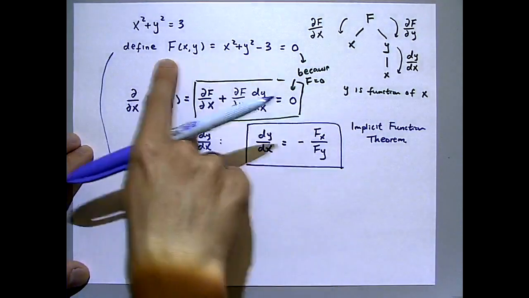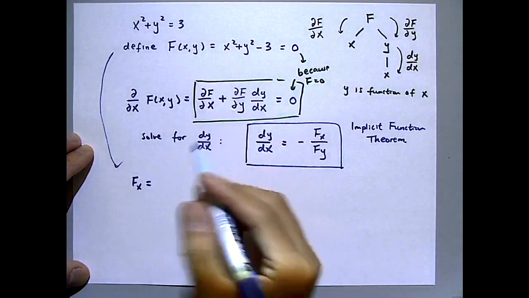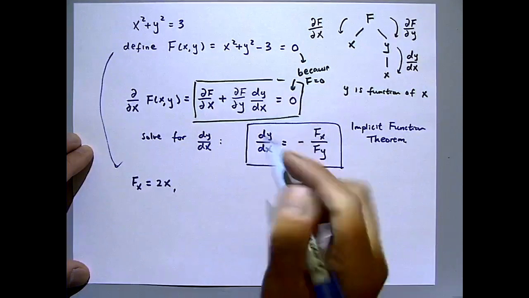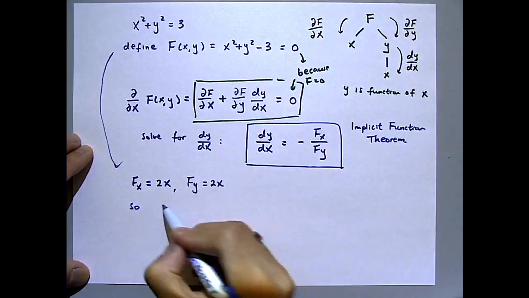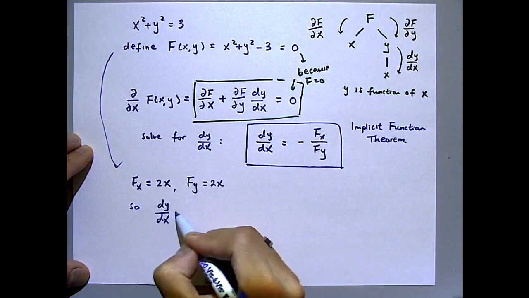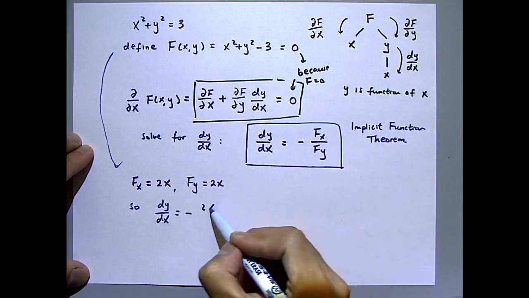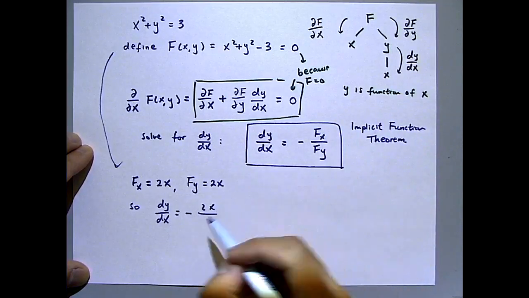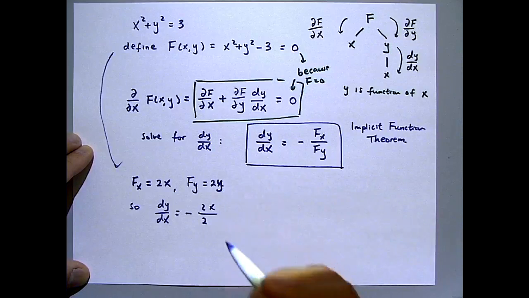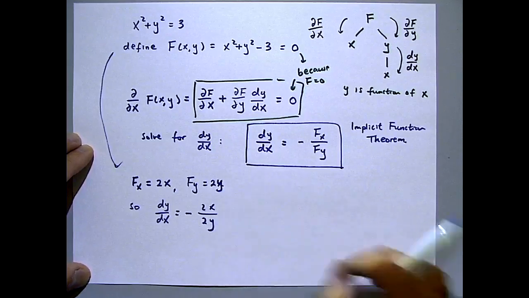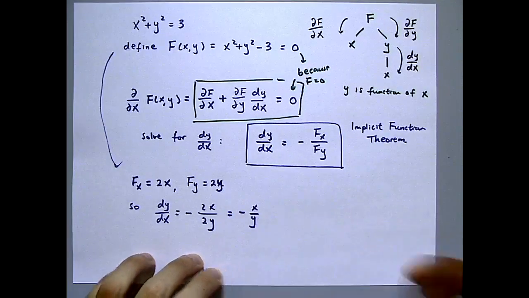Here's our function f. Fx is simply 2x. Fy is also 2y. So dy dx is negative fx, 2x, right, over fy. Oops, that's a y here, right? Sorry. So it's equal to negative x over y.